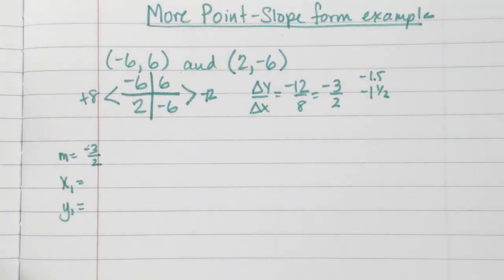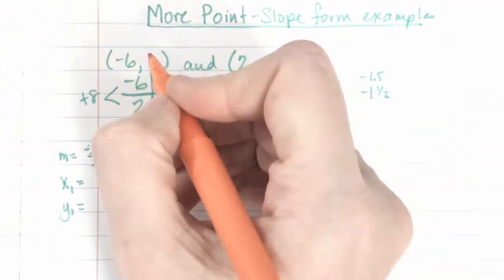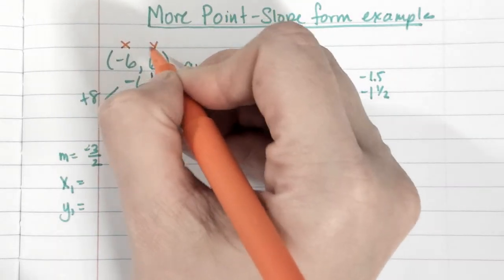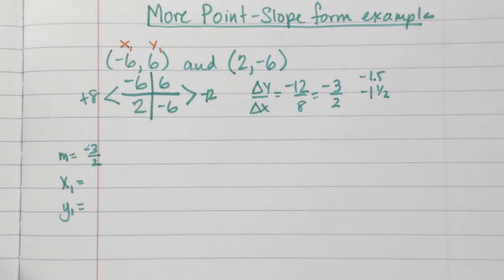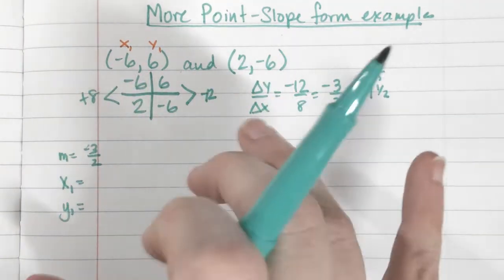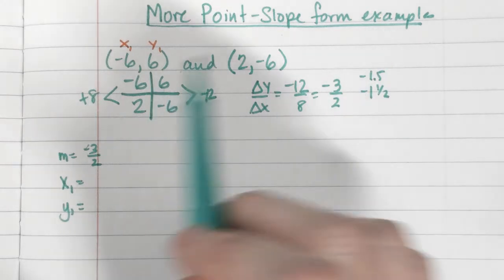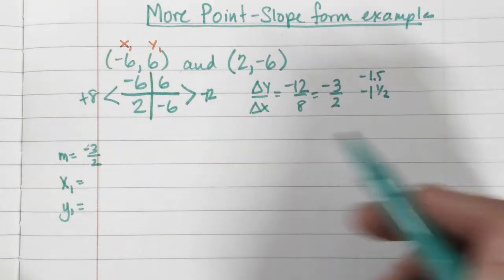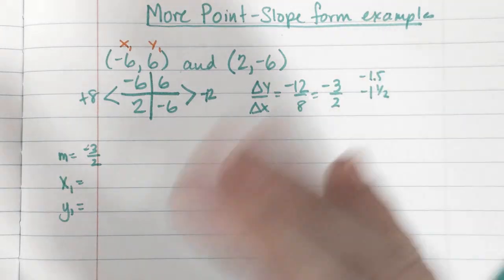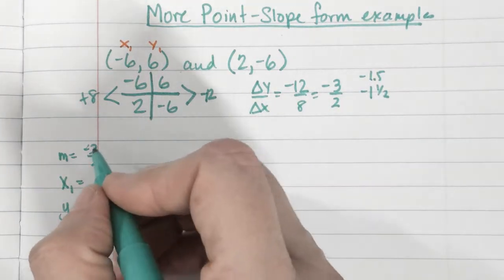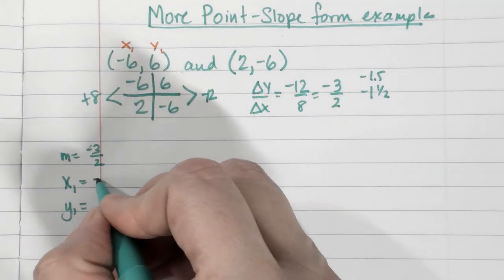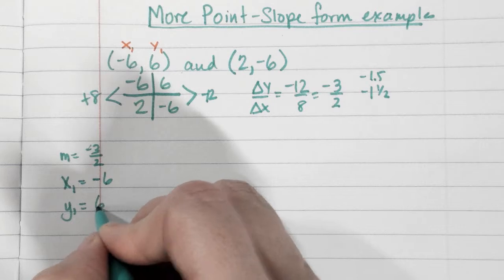It doesn't matter which one I pick, but remember, I'm always going to label them, so I have my x, y, 1, 1. I'm going to use the first one. You could just as easily use the second one, and if you're writing it in point-slope form, you might have to write both of them. So I'm going to show you how to write both of them in point-slope form, and then we'll convert one of them into slope-intercept form to find the y-intercept. For this one, x1 is negative 6 and y1 is positive 6.